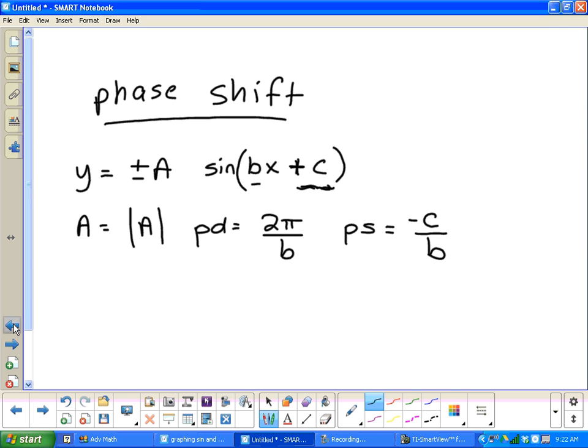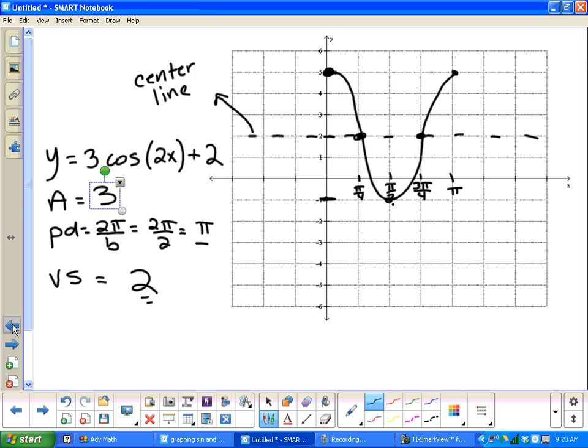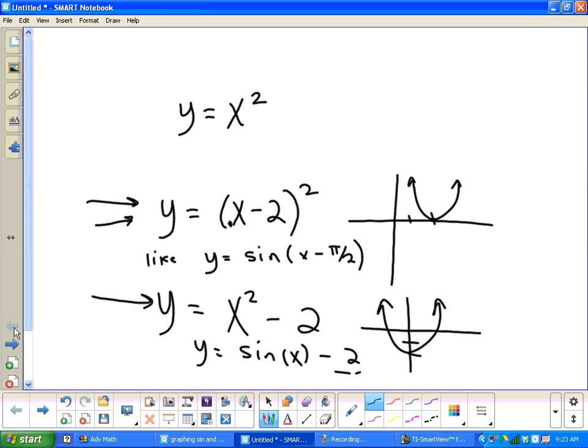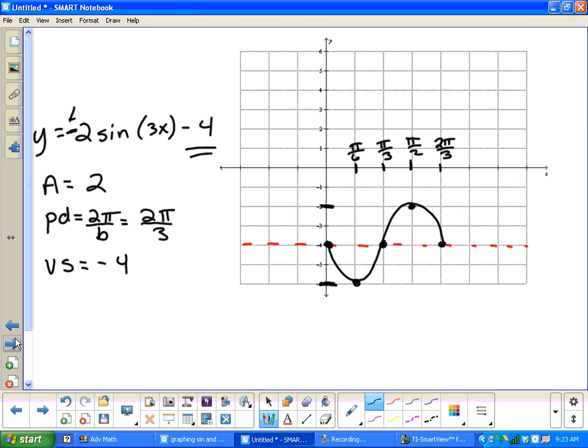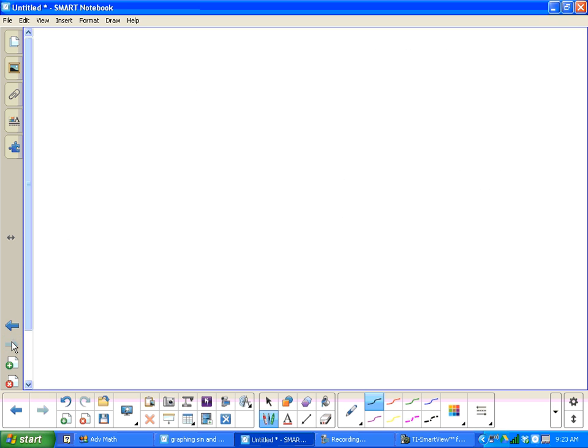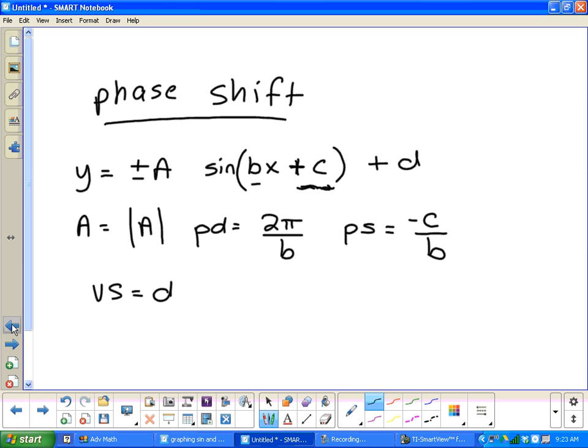Now, let's add one more thing and see if this will cover everything. What is that D going to do? That's the vertical shift. So the vertical shift is just D. And with vertical shift, it's just like when we added the +2 on the outside of the parentheses, way back over here. It shifted it down too. So vertical shift is really straightforward. It goes in the direction that it's supposed to.